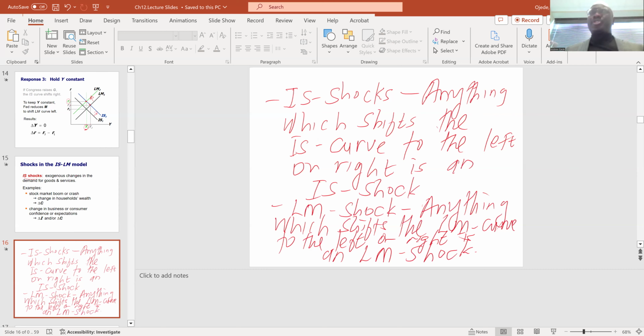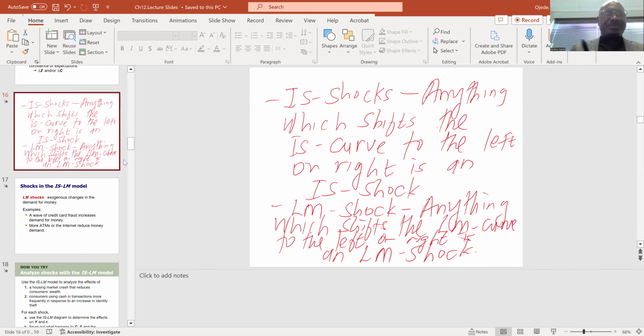So just like we talked about shocks in the aggregate demand, aggregate supply model, if the shifting of the IS curve is going to the left, then we call that a negative IS shock. If you're shifting the IS curve to the right, we call it a positive IS shock. Same for the LM curve. If the LM curve is shifting to the right, we interpret that as a positive LM shock. Shifting it to the left means a negative LM shock.